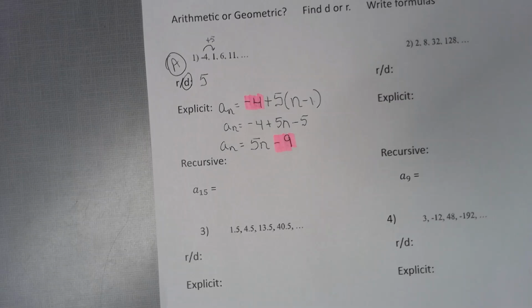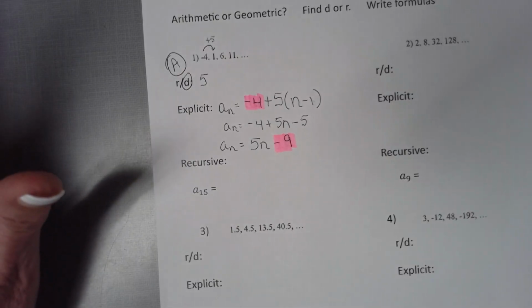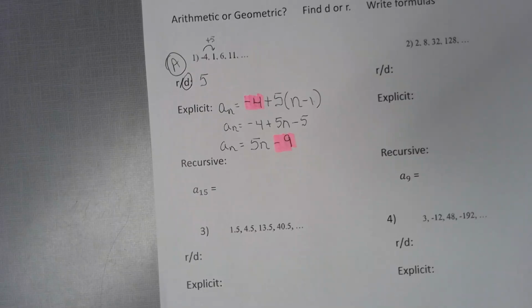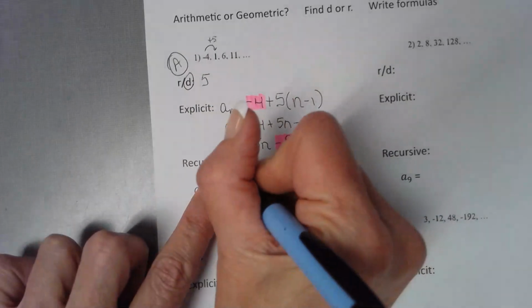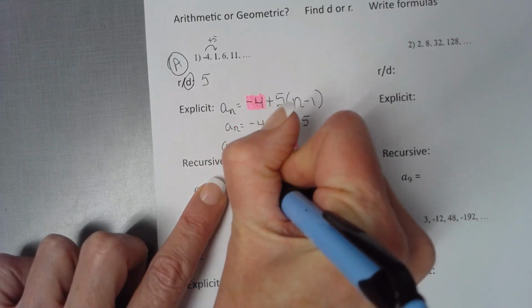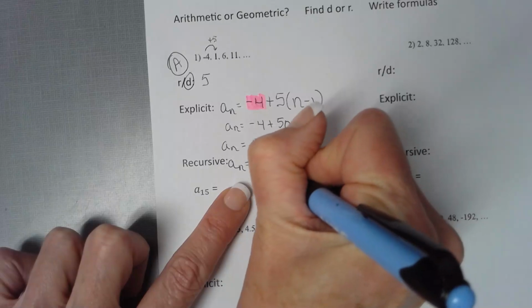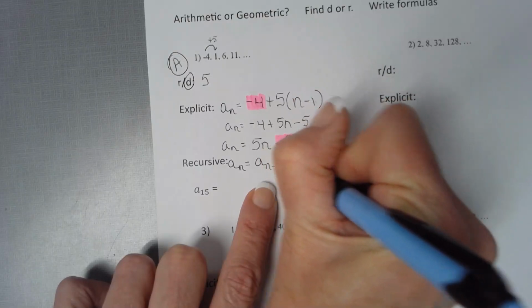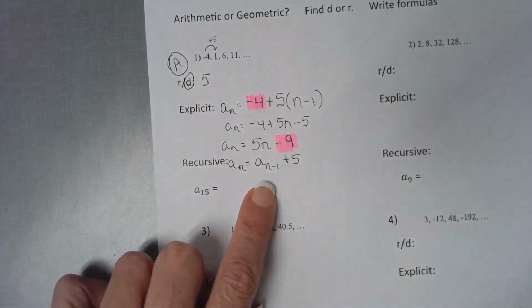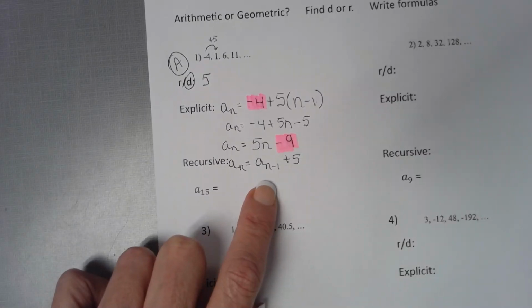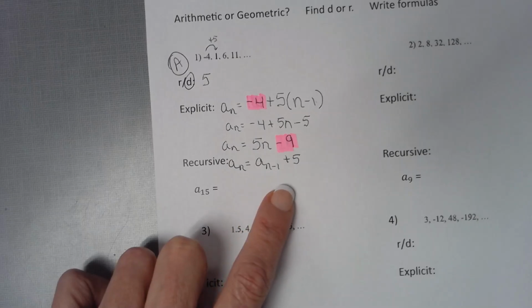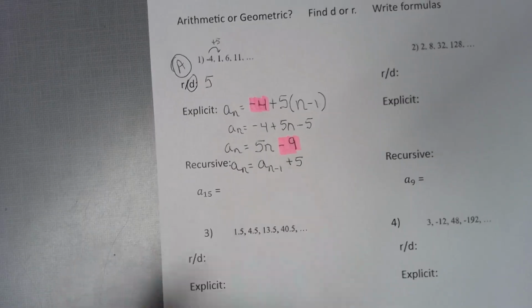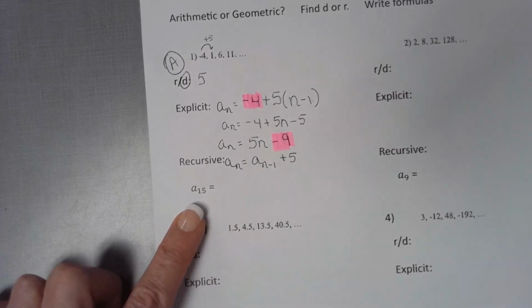Okay? All right, recursive form. Recursive form is the one that really has no benefit except to tell you what your D is. So if you look under recursive form for arithmetic, what does it look like? A sub n equals A sub n minus 1, which means go back a term, and then we put plus 5. Why am I putting plus 5? It's telling me the pattern. It's my common difference.